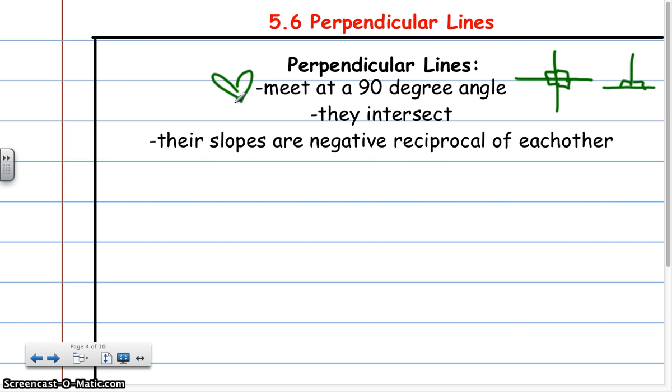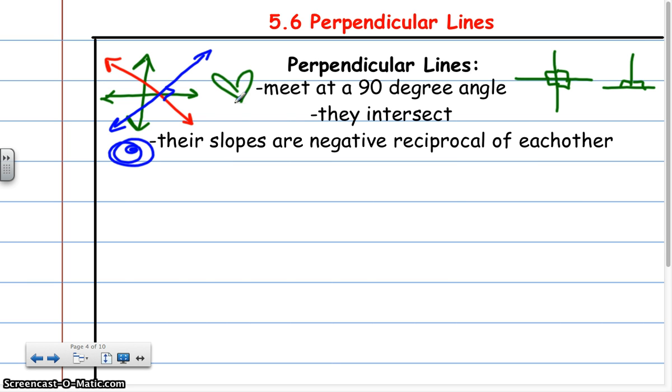Perpendicular lines also intersect. So let's say that I had two lines on a coordinate plane, and I had one line going like this, and then I had another line intersecting it, and it actually would intersect at a right angle. So perpendicular lines will always intersect because they're not parallel. They're not increasing at the same rate.